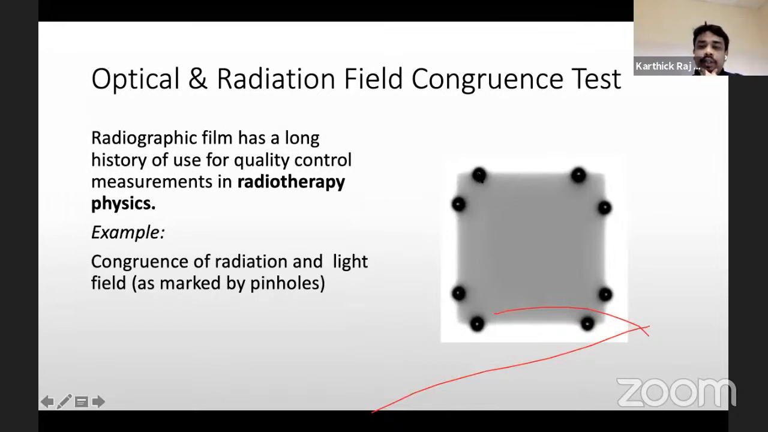And you find the difference between your optical field, which is this pinned area, and the radiation field, which is this gray area. So you can see everything is within plus or minus 1 millimeter, and you are okay. For the higher fields, we can go up to 2 millimeters. So that's how you do an optical and radiation field concurrence test in linear accelerators. Whether it is a cobalt unit or a linear accelerator, it's the same procedure.